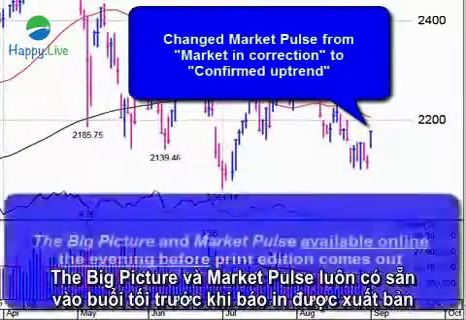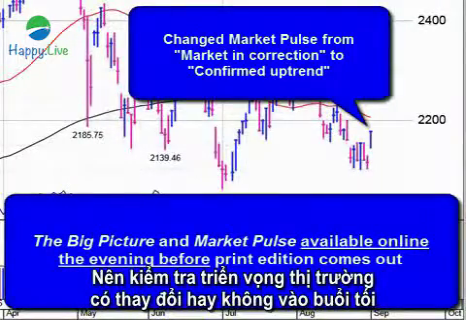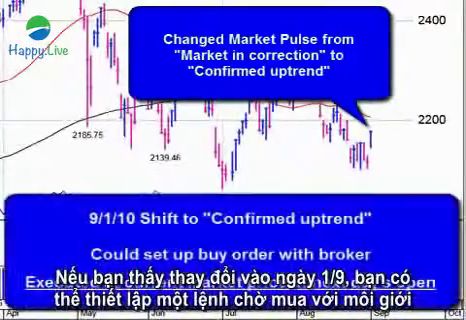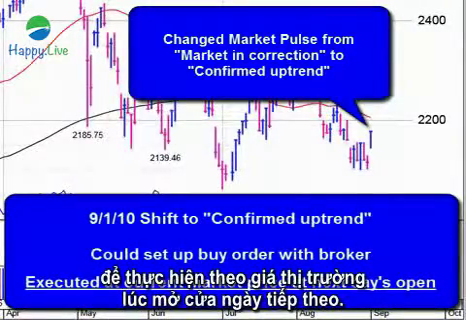The Big Picture and Market Pulse are available online the evening before the paper comes out. So it's a good idea to check for any changes to the outlook each night online. When you saw this change on September 1st, you could have set up a buy order for the Qs with your broker. That would get executed at the current market price when the market opened the next day.